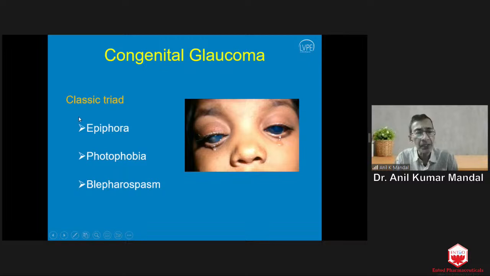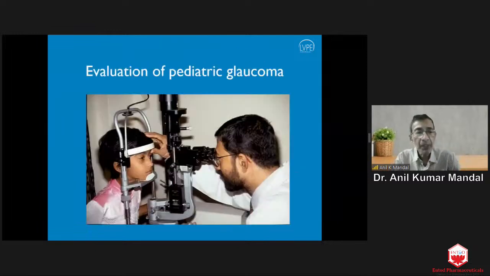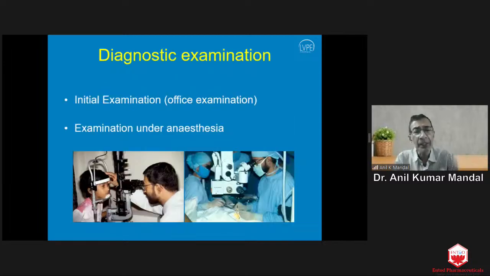As I told, the classic features consist of epiphora, photophobia, and blepharospasm, all related to enlargement of the eye, irritation of the corneal nerves, and the high intraocular pressure giving rise to water collection or influx of aqueous into the corneal lamella, giving rise to corneal edema. Now, evaluation of a pediatric glaucoma when the child is cooperative for slit lamp examination is something different. But we are talking of a child or even newborn where the parents suspect that something is wrong with the eye. The initial examination in the office will give us some clue for the diagnosis and evaluation. But an examination under anesthesia is an integral part to establish the diagnosis.